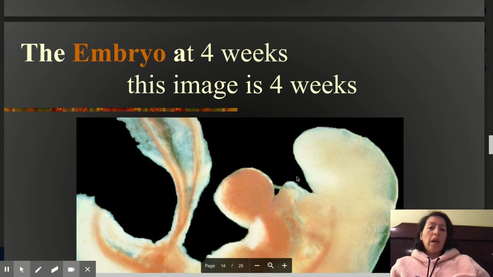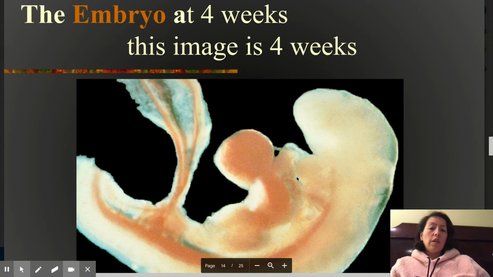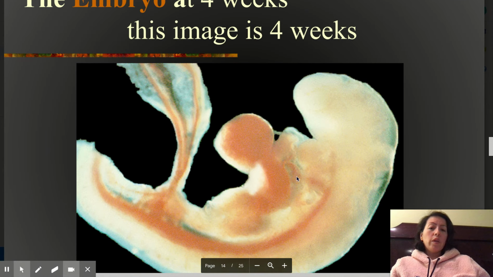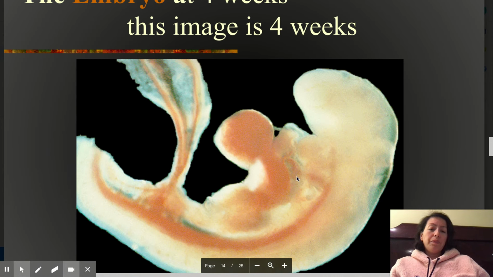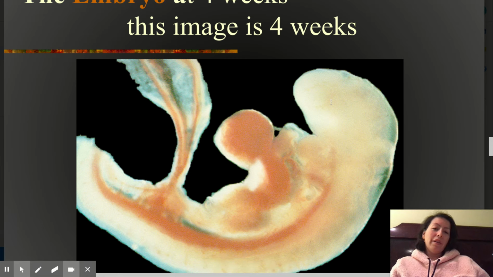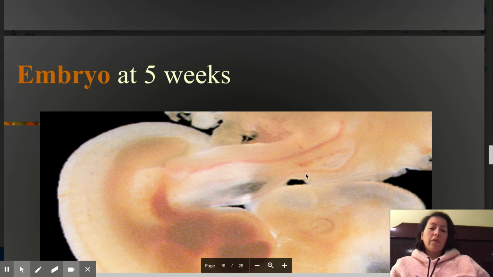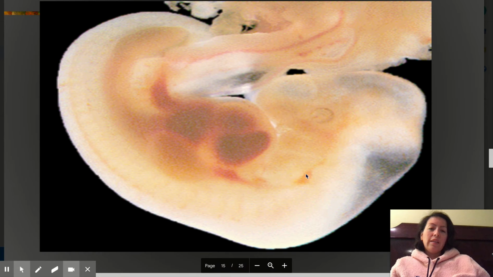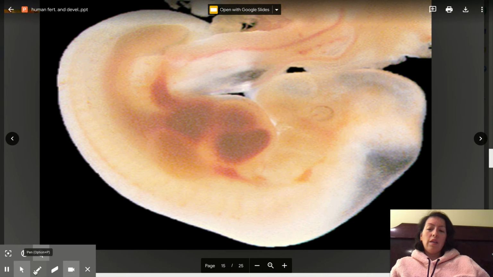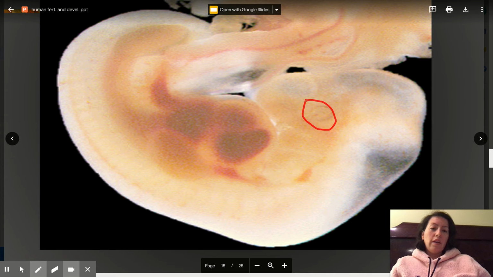And then what will happen is the embryo continues to grow. So this is an embryo at 4 weeks. Okay. A lot of people think this is the head. It's actually the heart. The head is up here. Okay. Embryo at 5 weeks. So you can start to see the beginnings of an eye over here. So you can see this right here. That's the eye. This is the heart over here forming.